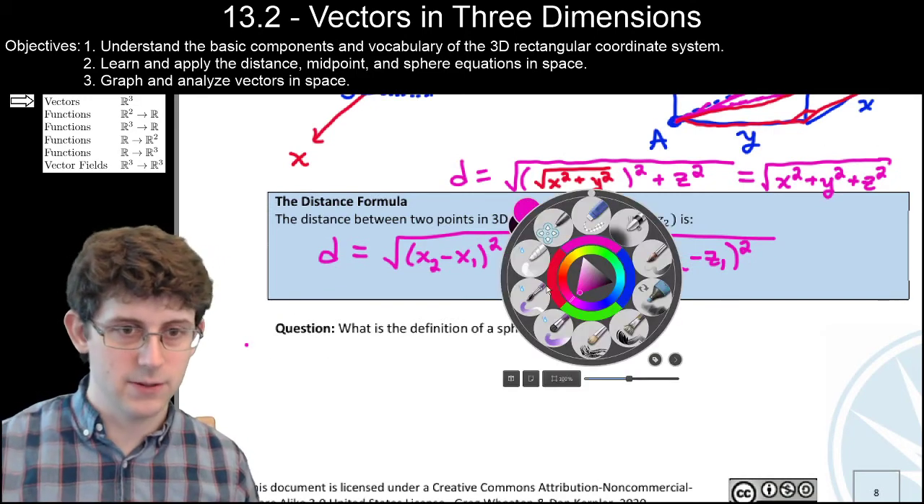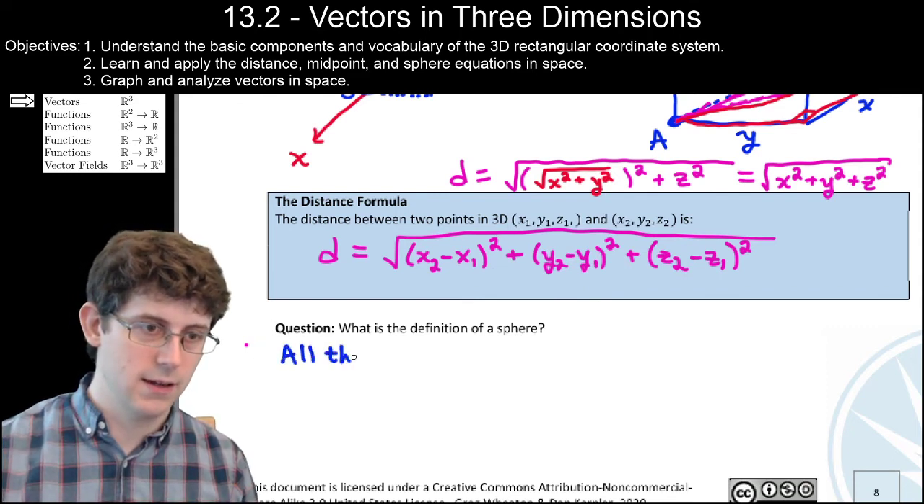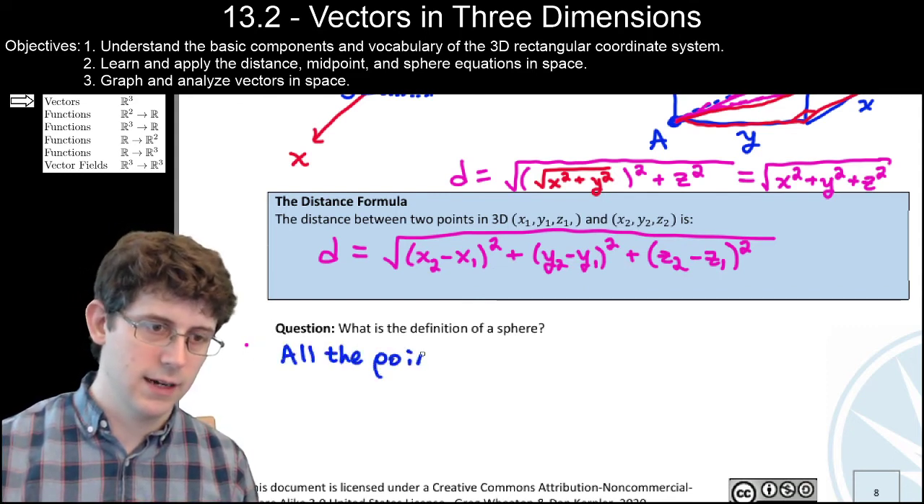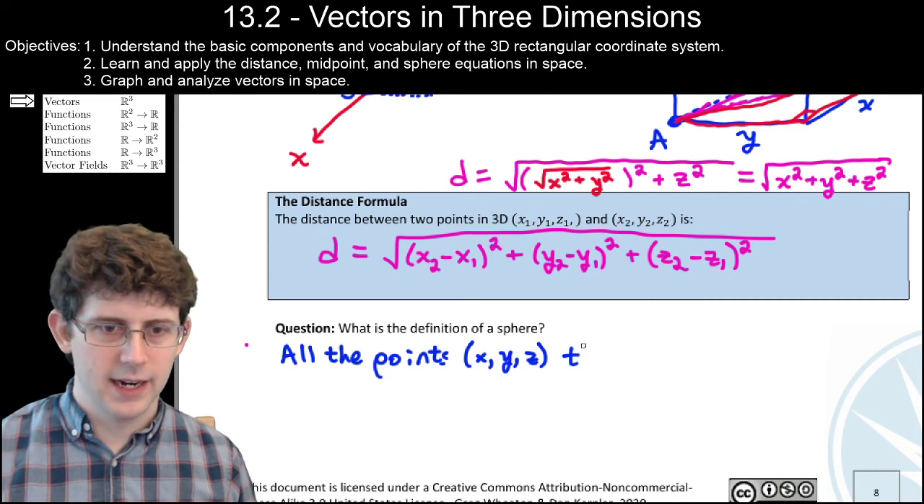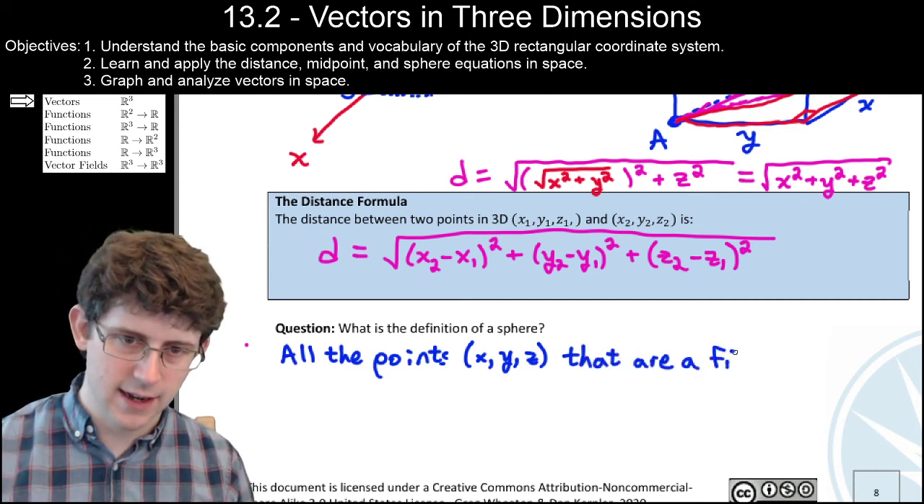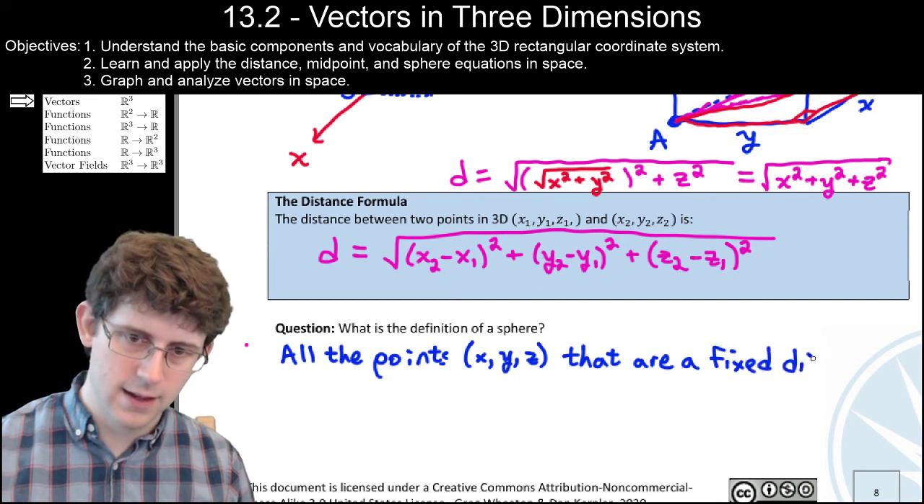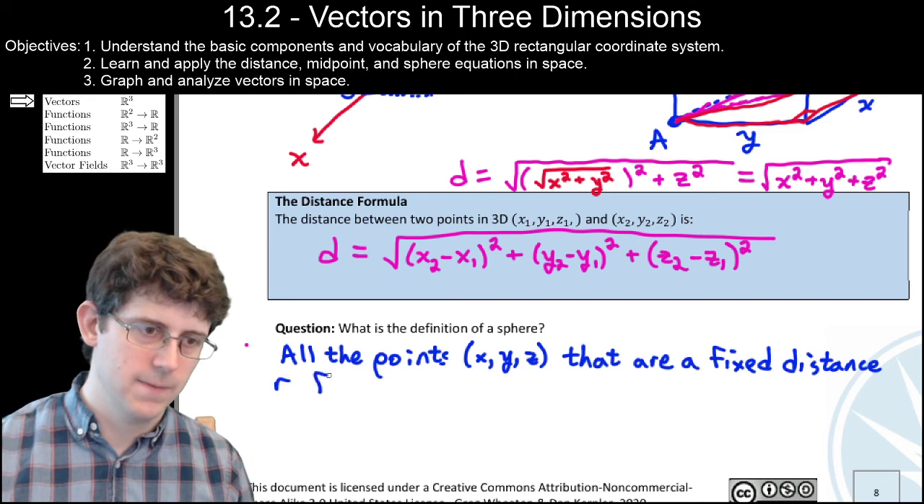So let's think back to what is a sphere. A sphere is all the points, and I'll give them a name, all the points x, y, and z that are a fixed distance, r. So you pick a radius, and you pick a center point.